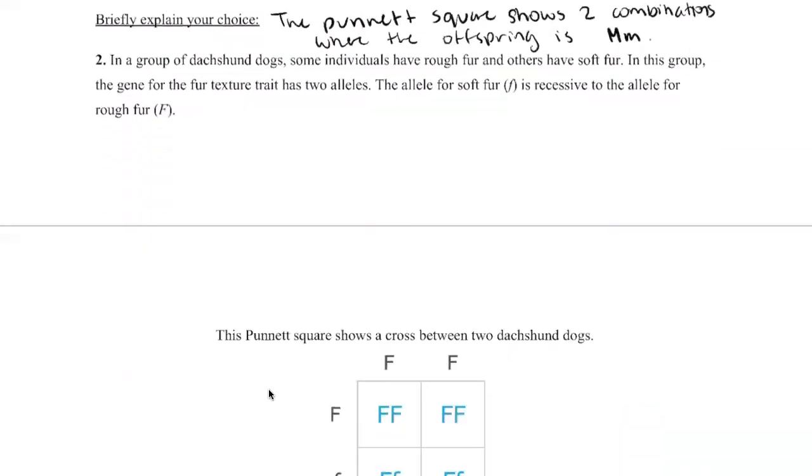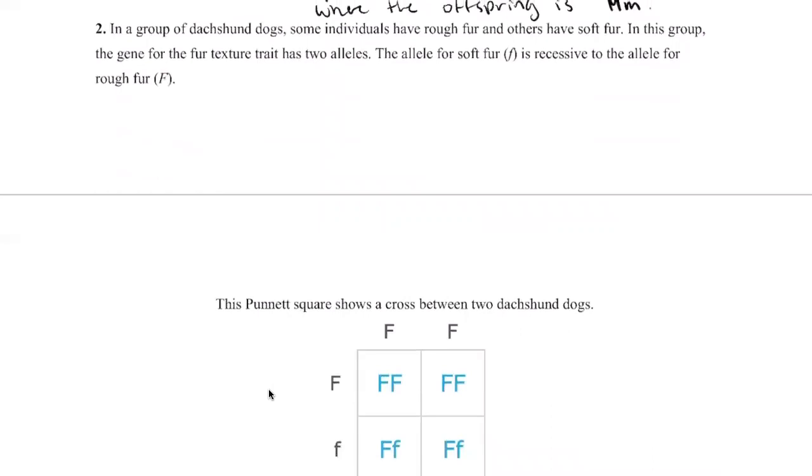Okay, so now we're going to move into a new question. In a group of Dachshund dogs, some individuals have rough fur and some others have soft fur. In this group, the gene for fur texture has 2 alleles. The allele for soft is a lowercase f, so this is the recessive, as it mentions here, and the allele for rough, so this is dominant. If you notice in the question, they say the allele for soft fur is recessive to the allele for rough fur. They're basically saying that this one right here, the soft fur, is the recessive one.